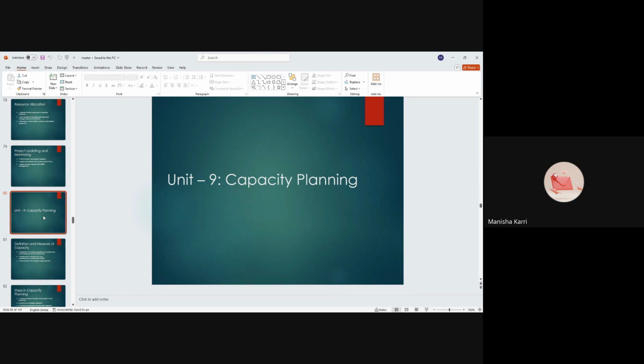Next one is capacity planning. So what does capacity planning mean? Generally, it is a strategic process in operations management. It is used to determine the production capacity required by an organization to meet changing demands for its products or services. It is very crucial for ensuring that the company can satisfy customer demand without incurring unnecessary cost from overproduction or lost sales from underproduction.